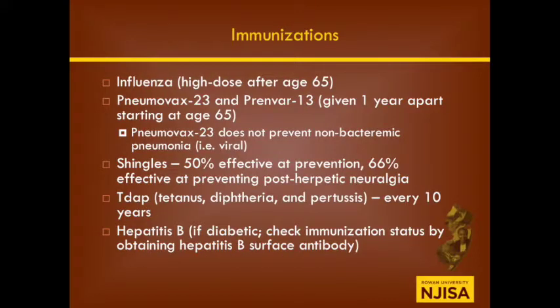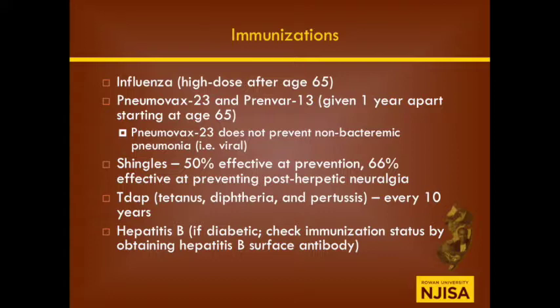Okay, moving on to immunizations. Immunizations, just like when you're pediatric, have as much importance when you're geriatric. So the main immunizations that we are focusing on are influenza, specifically the high-dose influenza given after age 65, the Prevnar 13 and Pneumovax 23 vaccines, which are given a year apart starting at age 65, and I'll show you a little bit of nuance with that because these guidelines recently changed.